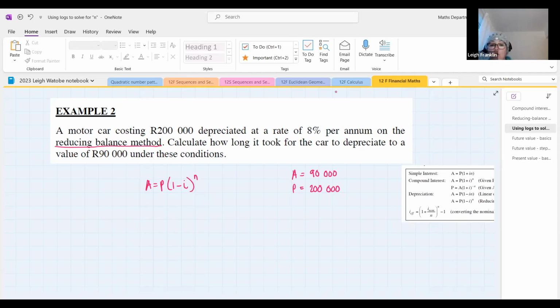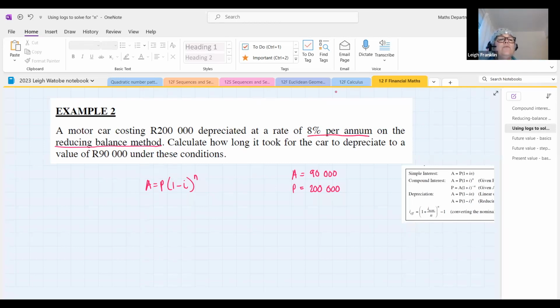So remember, with depreciation, your A value is smaller than your P. With compound interest, your A value is bigger than your P. I don't know if you remember us discussing that last week, but we certainly did. If you mix those two up, you're going to get some weird and crazy answers, and things aren't going to work out too nicely. So it's very important we have that right. And it's 8% per annum.